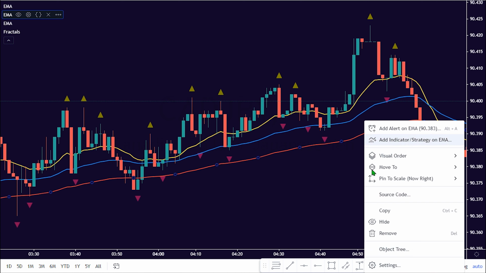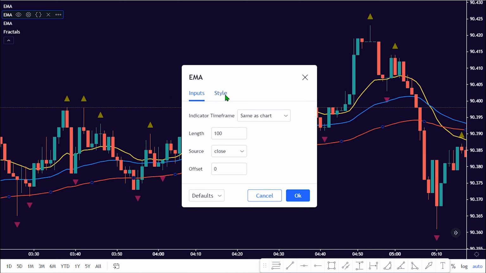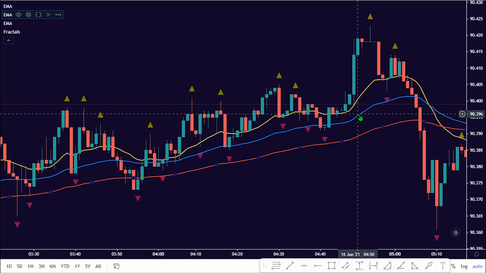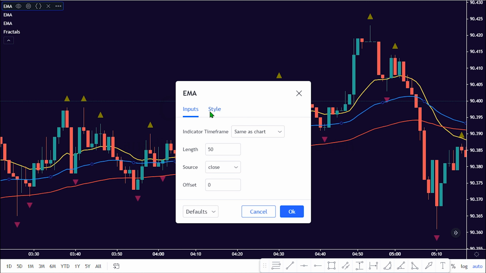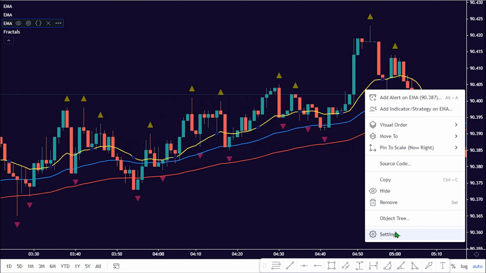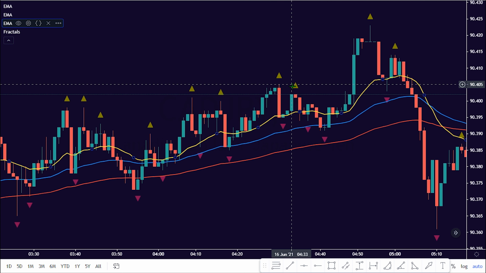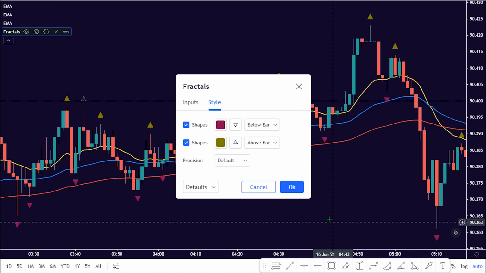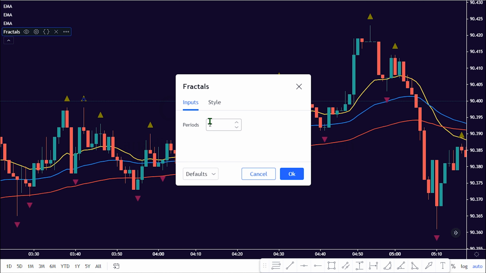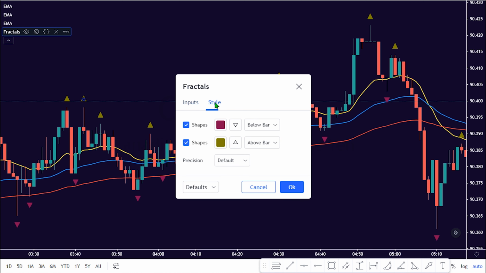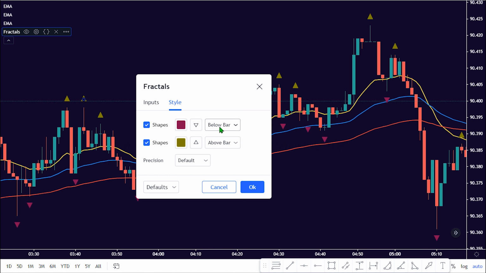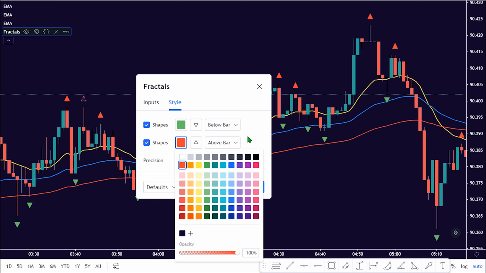My EMA length settings are 100 length for the red line, 50 length for the blue line, and 20 length for the yellow line, while for the fractal indicator, the 2 period, which is the default setting, is okay. But I wish to modify the color of the shapes for easy visibility on the trading chart. Let's change the below bar color to green and the above bar color to red.